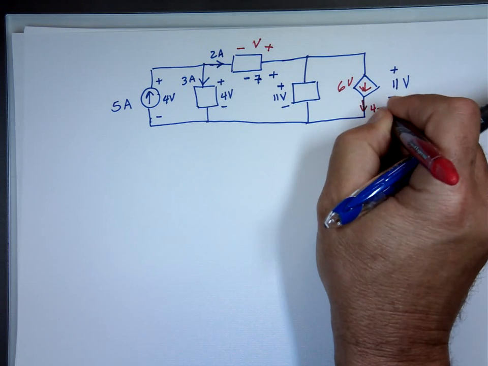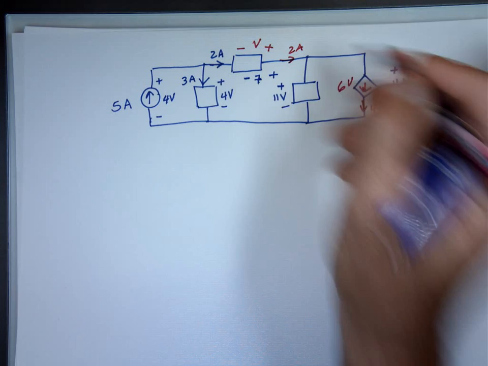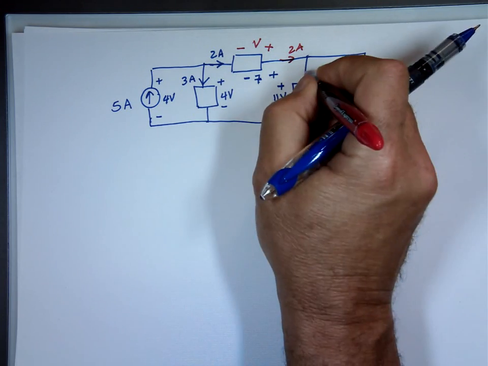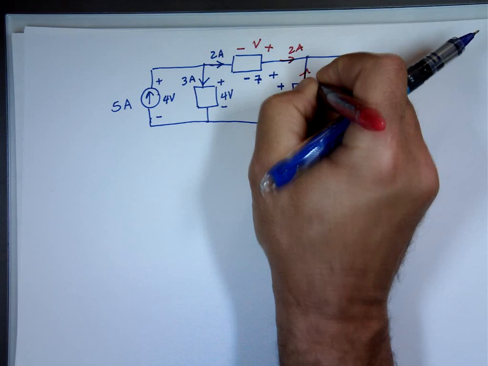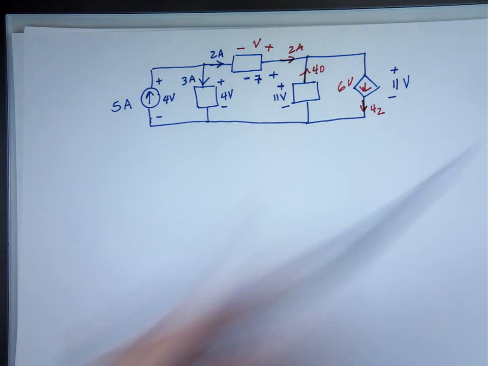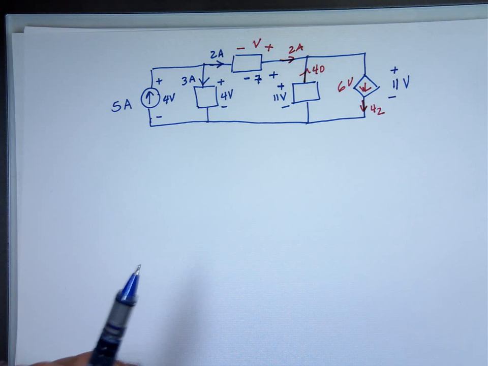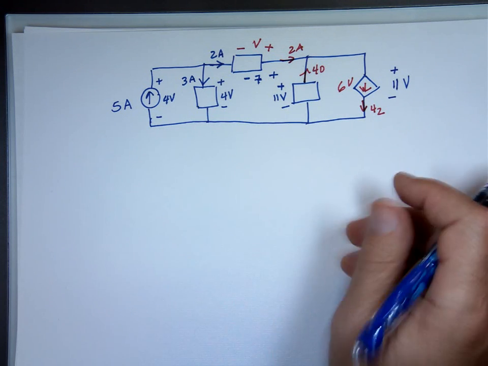You have 2 amps going this way. That means there has to be a current going up to make the 42 here. And how big will that current have to be? 40 amps. 40 and the 2 is 42. It comes down this way. So I couldn't just put crazy numbers. I really had to do all the calculation in my head to make sure these numbers work.